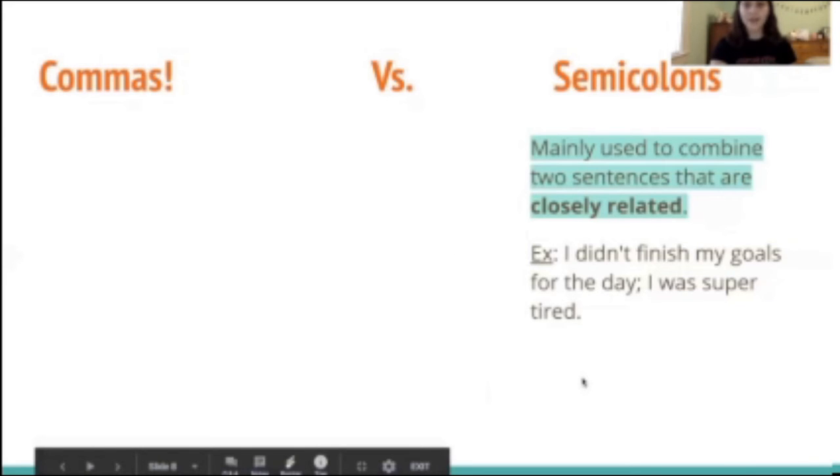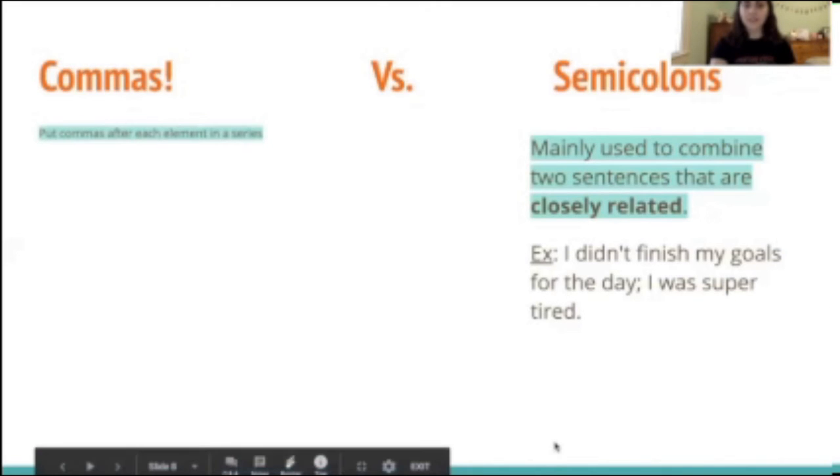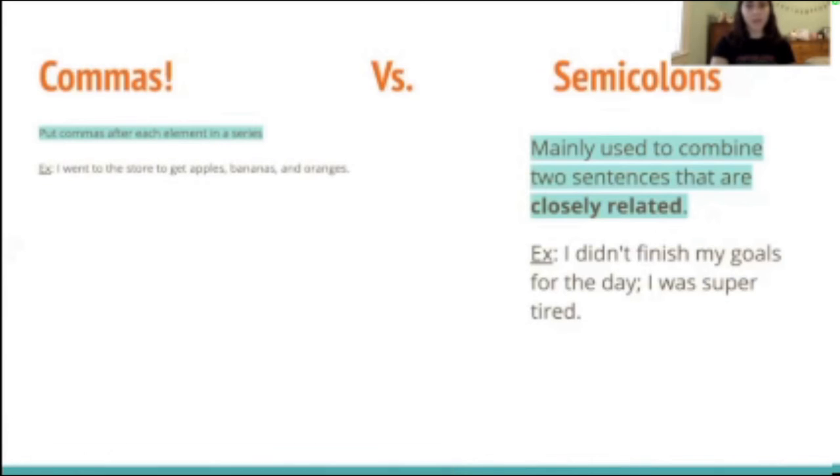Commas and semicolons are kind of similar looking, but they follow different grammar rules. Let's go over them. Put commas after each element in a series. I went to the store to get apples, bananas, and oranges.